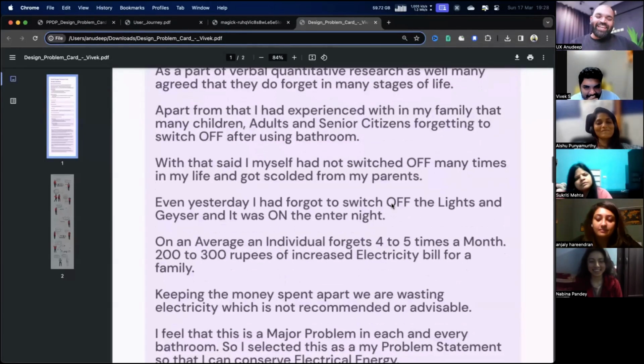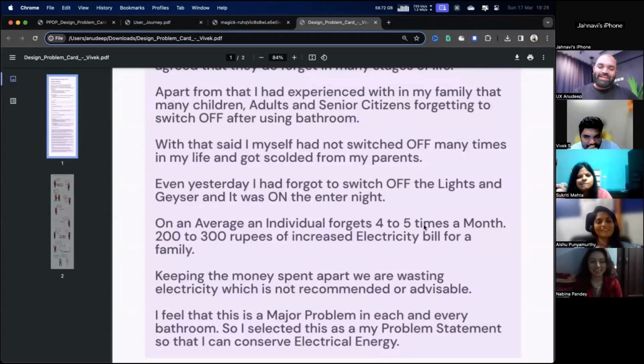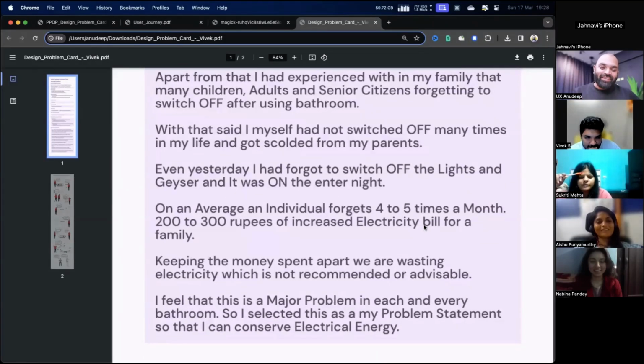And again, even yesterday I had forgot to switch off the lights at geyser. On an average, individuals forget 4 to 5 times a month. Now you're getting into statistical data. Okay. Keep electricity, which is not recommended or advisable. I feel that this is a major problem in each and every bathroom. Now you are becoming a politician now.